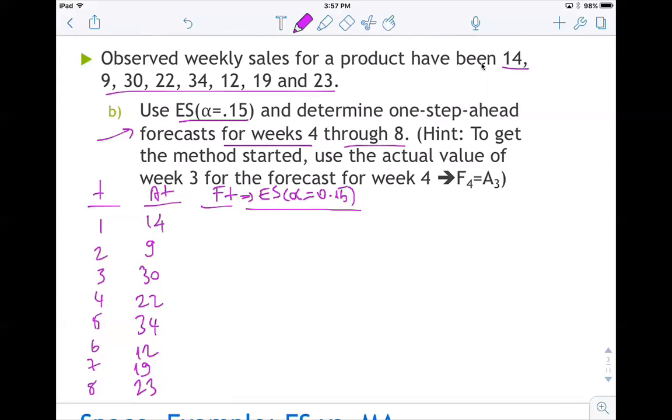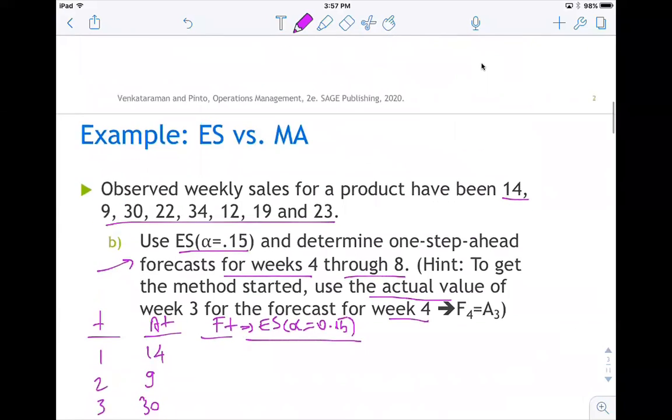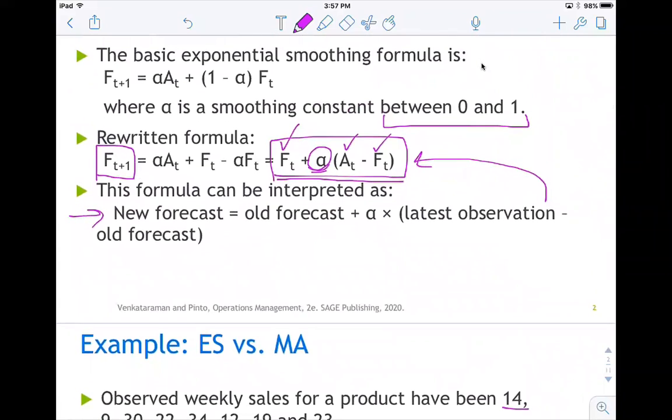And then it gives us a hint, and the hint says that to get the method started, use the actual value of week 3 for the forecast for week 4. Why do we need this? We need a starting point, a starting forecast, to get the exponential smoothing method working on the future forecast, because this is an iterative formula. Remember, F_t+1 is dependent on the previous forecast values that I made earlier. And if I don't have any previous forecast value here, then I cannot really calculate the next one, right?